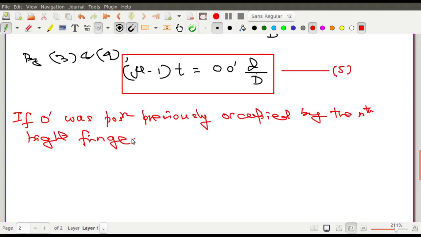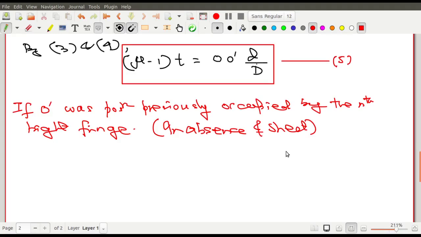Previously occupied মানে যখন কোনো শীট ছিল না, when there was no sheet, in absence of the sheet. ব্র্যাকেটে লিখে দিচ্ছি in absence of sheet, মানে যখন কোনো শীটের স্টোরি ছিল না. What was O dash? O dash was the position occupied by whom? By the nth bright fringe.